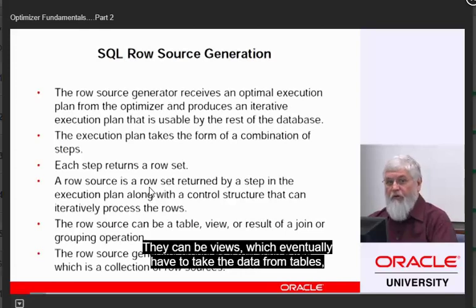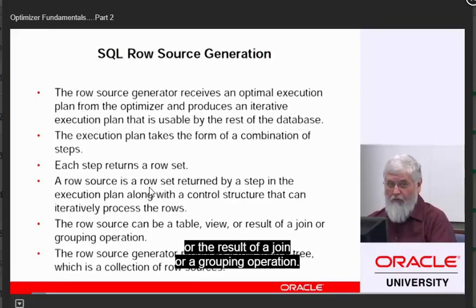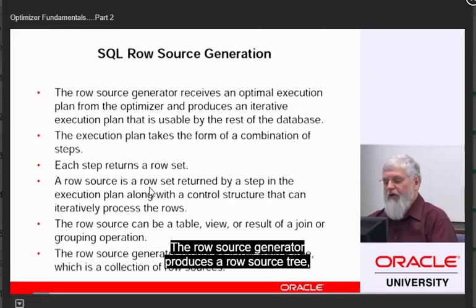The row source generator produces a row source tree, which is a collection of row sources that are executed in a particular order, and we can view it as a tree structure.